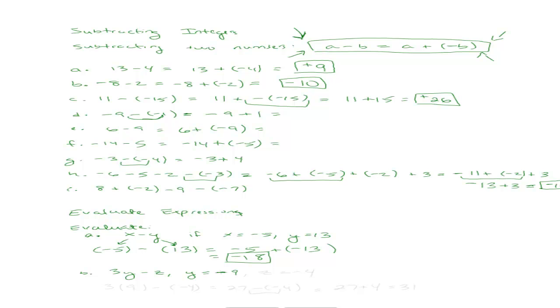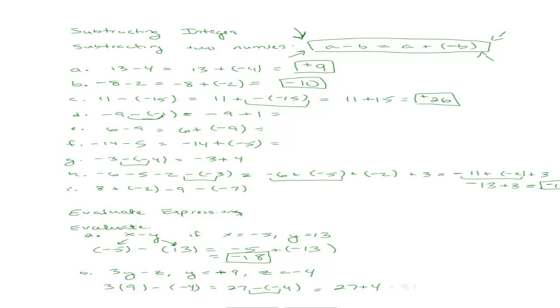Let's try the following. Let's try to evaluate 3y minus z when y is positive 9 and z is negative 4. So I have 3 times y minus z, plug in a 9 for y and negative 4 for z. 3 times 9 is 27, minus a negative 4.